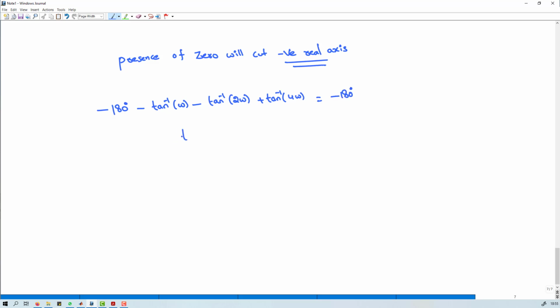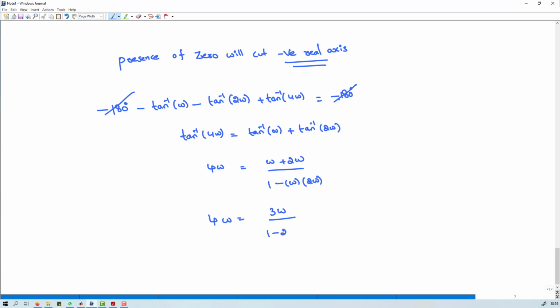So this 180 and that 180 will cancel out, and we get tan inverse of 4 omega is equal to tan inverse of omega plus tan inverse of 2 omega. It is in the form of tan inverse of A plus tan inverse of B. So applying tan on both sides, 4 omega is equal to (A plus B) by (1 minus AB), that is omega plus 2 omega by 1 minus omega into 2 omega. Now if you solve for omega, 4 omega is equal to 3 omega divided by 1 minus 2 omega square. So you have to find the value of omega where it actually cuts the negative real axis. That is called the phase crossover frequency, which is represented as 1 by root radians per second.